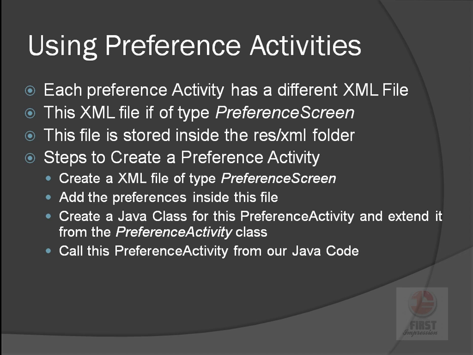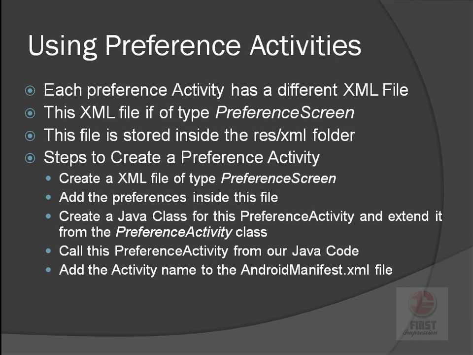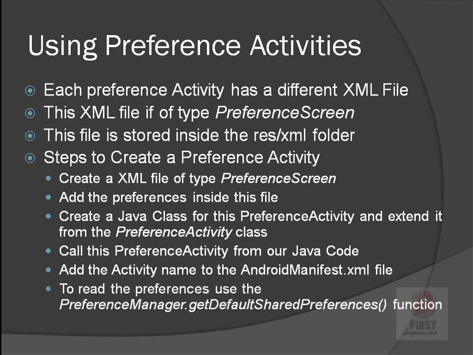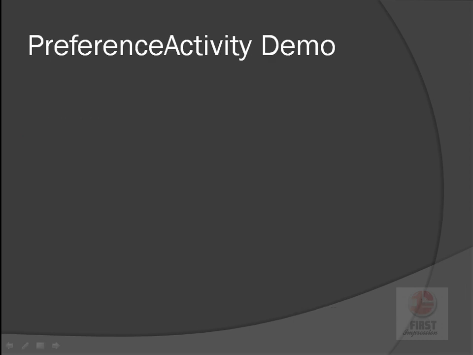Then call this preference activity class from our Java code. It's very easy. With the help of intents, we'll do this. Then add the activity name to the manifest file. This is required because a preference activity is nothing but an activity at its core. So you have to add the activity name inside the AndroidManifest.xml file. And to read the preferences, we have to use the PreferenceManager.getDefaultSharedPreferences function. We'll do this in actual practice so that you get a complete hang of it.